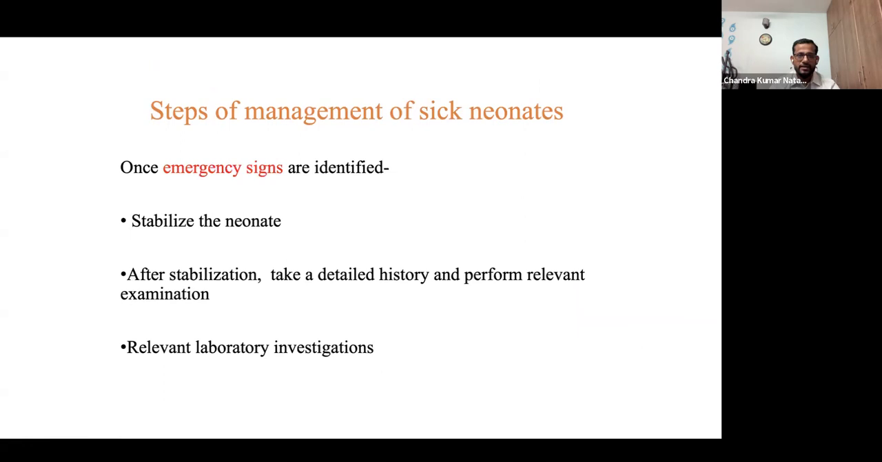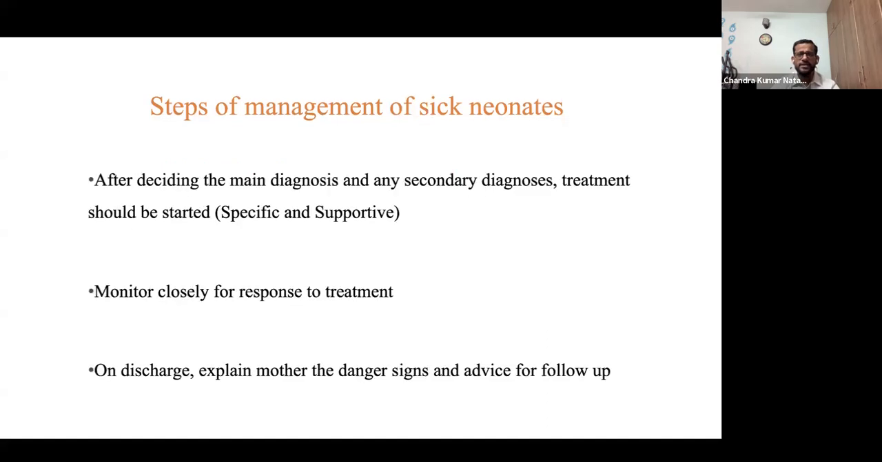Once emergency signs are identified, you have to stabilize the neonate. Only after stabilization do you take a detailed history and perform relevant examination and relevant laboratory investigations. After deciding the main diagnosis and any secondary diagnosis, treatment should be started. Treatment always starts with supportive treatment, and then you go for specific treatment.